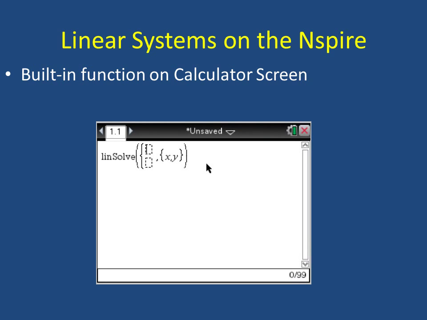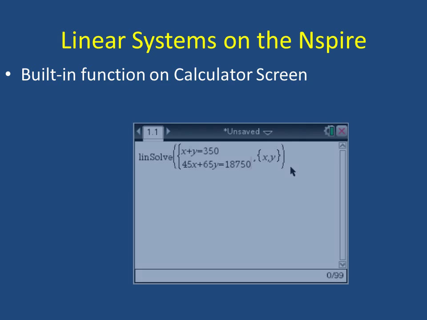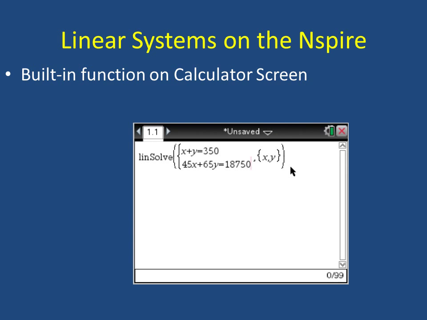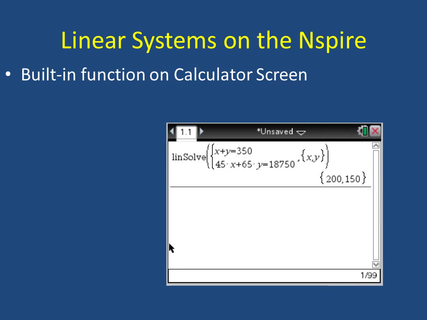When you get back to the calculator screen, you'll have the LinSolve template set up. All you need to do is to type in the equations exactly as you see them in your problem. There's no need to reformat, solve for y, or anything else like that. So here we have the ticket problem that we started the presentation with. x plus y equals 350 and 45x plus 65y equals 18,750. Press enter and you get your solution.